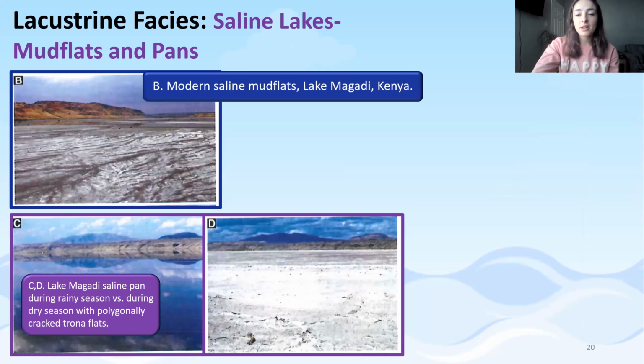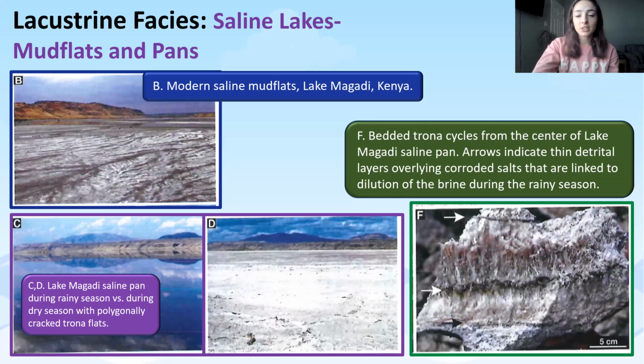And so an example of the evaporitic deposition that occurs in the center of these types of lakes is figure F, where it shows bedded chronocycles from the center of the same lake that we're showing in all the other pictures. And the arrows in this figure indicate thin detrital layers overlying corroded salts that are linked to the dilution of brine during the rainy season.